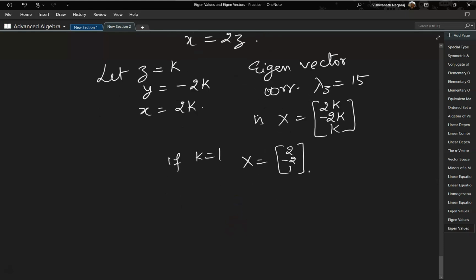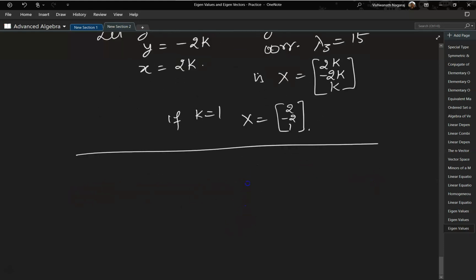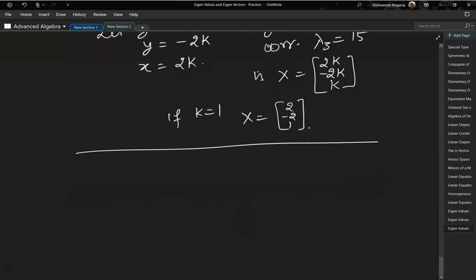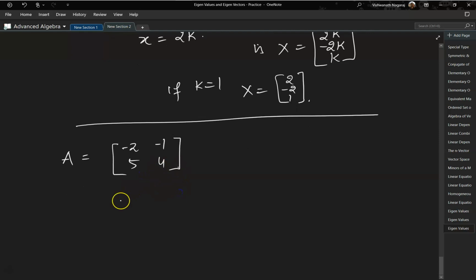Okay, let's do one problem with just a 2 by 2 matrix. Remember, these matrices have to be square matrices. So let's say A is equal to minus 2, minus 1, 5, 4. We have to figure out the determinant: minus 2 minus lambda, minus 1, 5, 4 minus lambda, equal to 0.